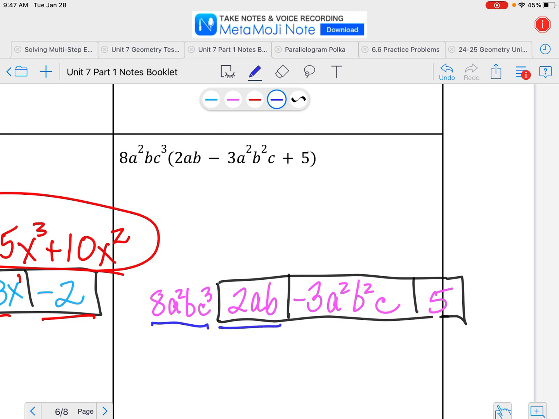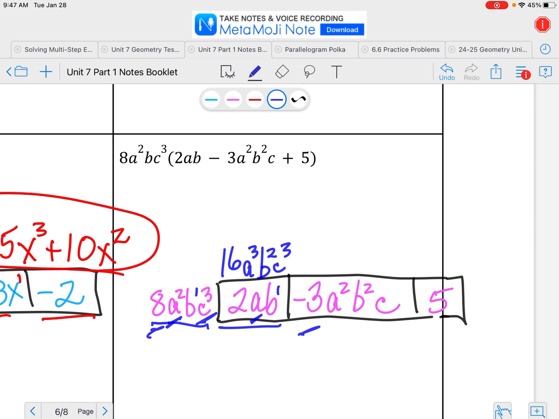8 times 2 is 16. Now do one letter at a time. You've got a to the 2 and a to the 1. Add those and you get a to the 3. B to the 1 plus 1 is 2. C to the 3 has nothing to combine with, so it stays C to the 3.